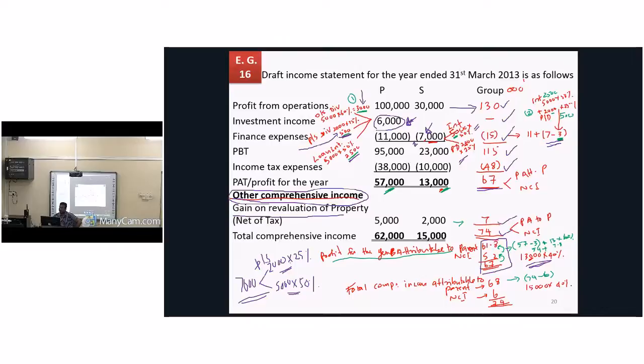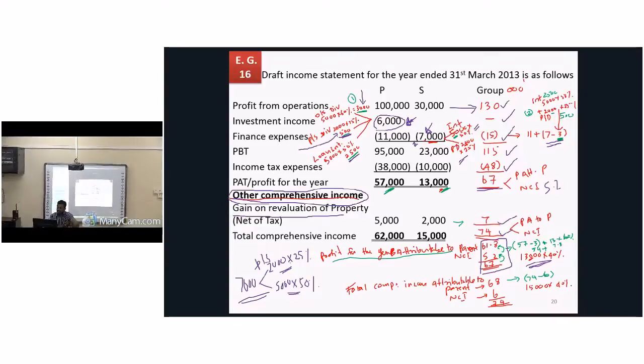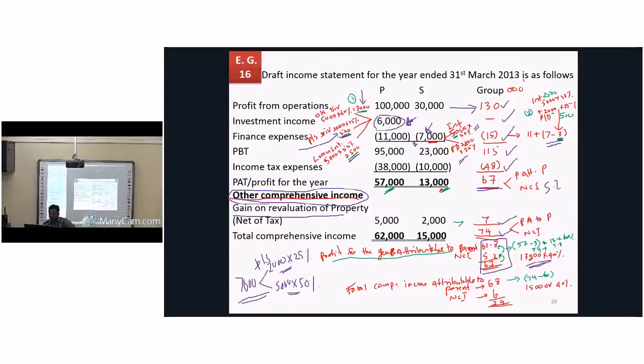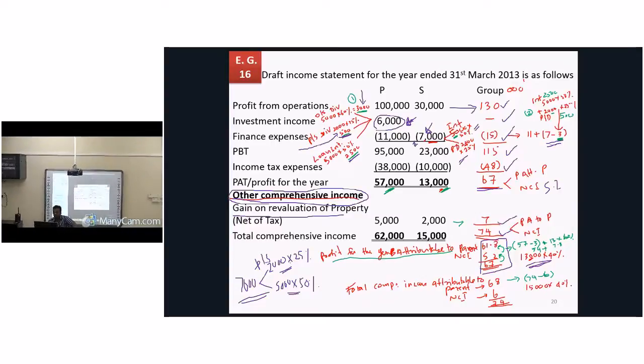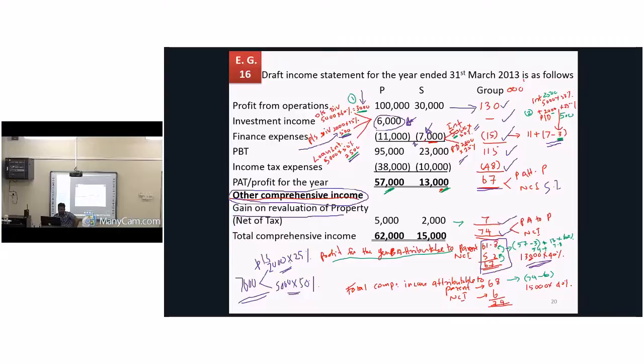5,200 should be allocated to NCI and the balance to parent. It's very easy. Balance 61.8: 67 minus 5.2 means 61.8. Understand?